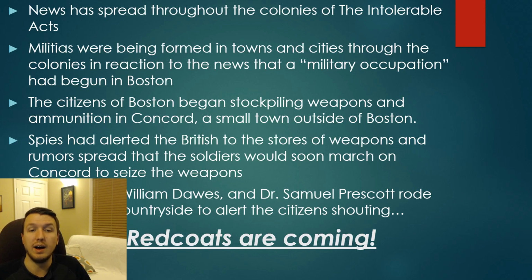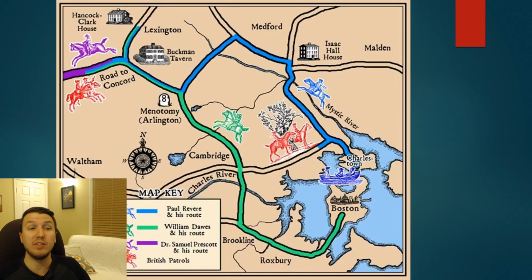Because of that, three riders, Paul Revere, William Dawes, and Dr. Samuel Prescott, all rode out into the countryside to alert the citizens, shouting famously, the Redcoats are coming, the British are coming. This was a massive effort on their part.